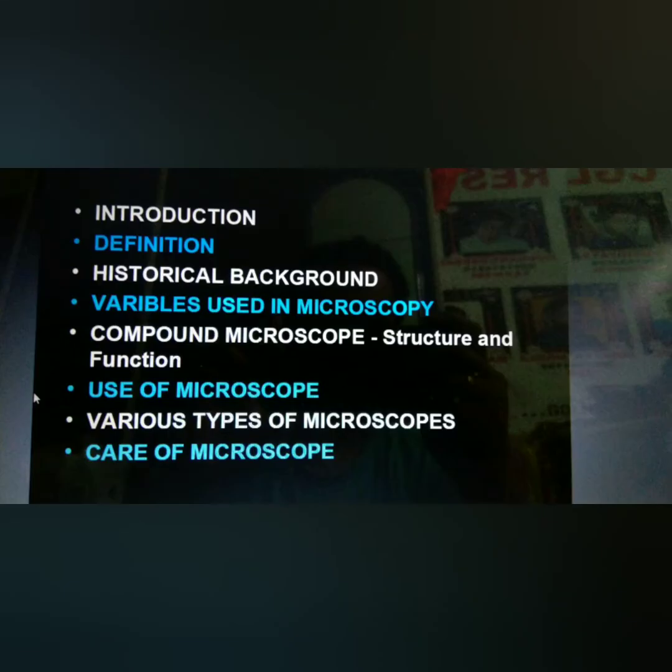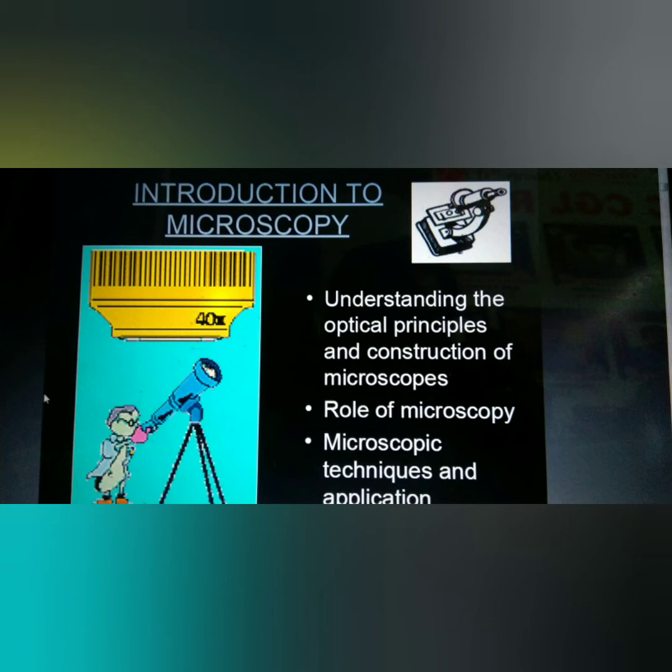Now first of all, in today's lecture we divide the slides into a few parts: the introduction, the definition, the historical background of microscopy. There are many variables which are used in microscopy: compound microscope, structure and function, use of microscope, various types of microscopes, and care of microscope. All these are in your syllabus, but in this part we may not be able to discuss all the things, so better we discuss the first few points.